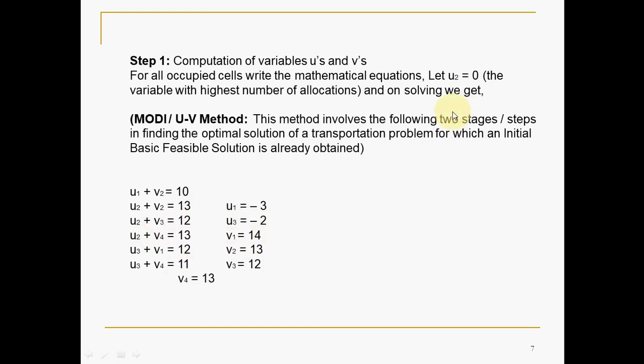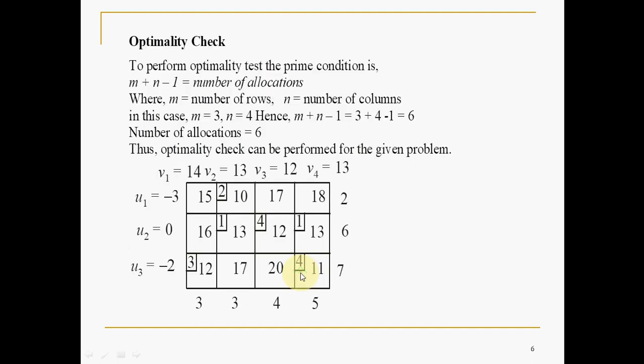One thing that you have to remember is, you can set any variable to 0 for that matter, but preferably if you set a variable having more allocations as 0, your calculation time will relatively reduce. Fine. So once you set u2 as 0, u2 is in 3 places, so directly you will get v2, v3, v4. Then substituting these values, you will get the other values. They are written here. u2 is 0, then u1, u3, v1, v2, v3, v4 and so on you will get. Just write them here.